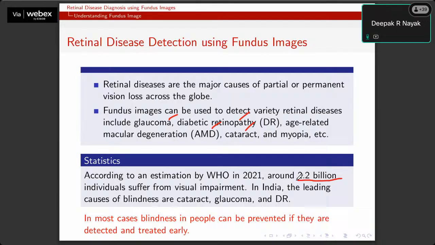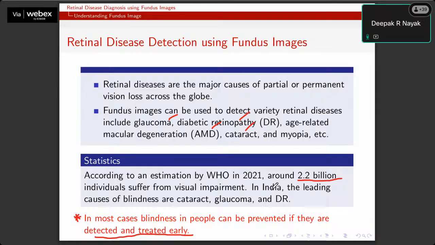This number is really high, but the most important thing that we can note down here is that in most of the cases, this blindness in people can be prevented if they are detected and treated early. That is very, very important. So early diagnosis and on-time treatment is very, very essential, right? So we need to create awareness among individuals, not only in our country, even across the globe, that we always need to go for regular eye checkups, those who are suffering from diabetes and those who have some family history and all.